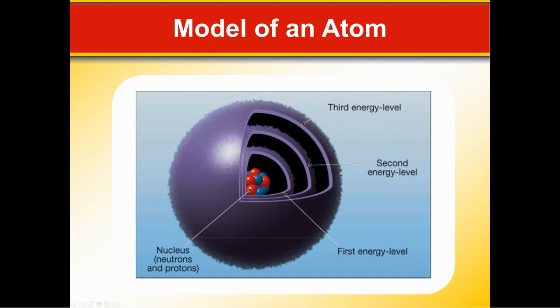Here we go. Here's the nucleus. Positive protons, neutral neutrons, and then cruising around, forming these shells. And that's why I call it shells. They look more like an egg shell than they do anything else. Okay, these are the electrons cruising around. Protons, neutrons, electron clouds. Here's the first shell, second shell, third shell.